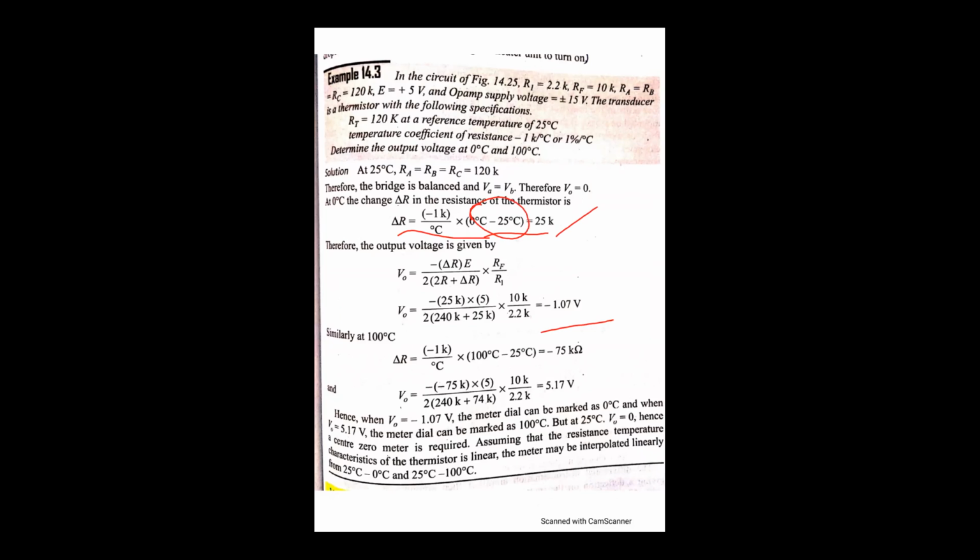Next, similarly at 100 degrees Celsius, calculate delta R. Delta R is minus 1 kilo ohm per degree Celsius into 100 minus 25, which becomes 75. So 75 into minus 1 kilo ohm becomes minus 75 kilo ohm. Next, substituting all this in V naught, we are going to get 5.17. So V naught is minus 1.07 volt when the meter dial is marked as 0 degrees Celsius, and when it is 100 degrees Celsius, V naught is 5.17 volt.